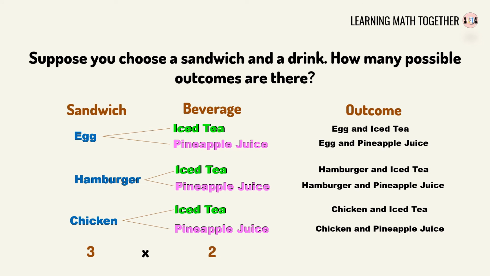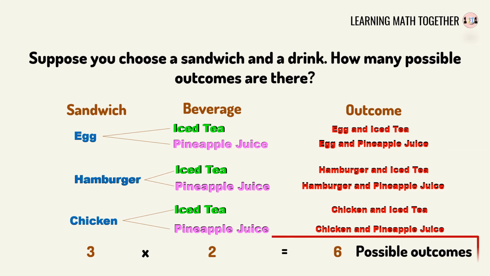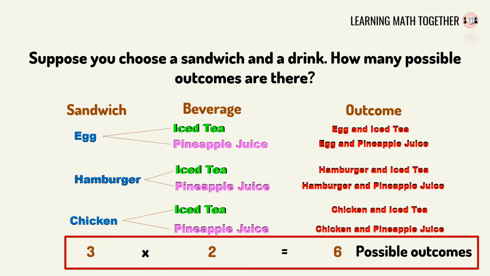Take note that every time you choose a sandwich, it could be paired to an iced tea and pineapple juice. That's why we multiply them. We have 3 times 2. So again, if we count all the outcomes here, that's actually equal to 6. Therefore, the number of ways or the number of outcomes that we could choose a sandwich and a drink is 6 possible outcomes. That would be the final answer.